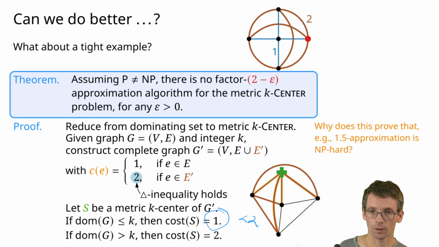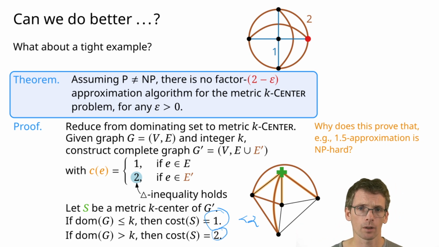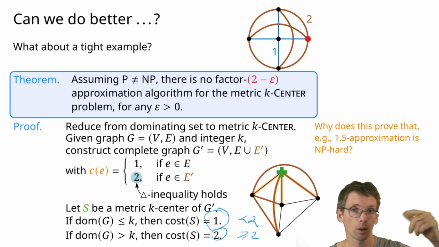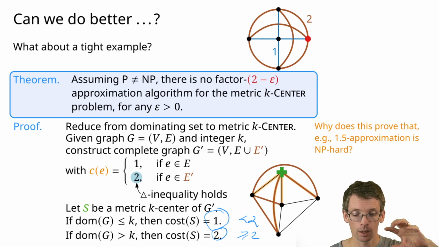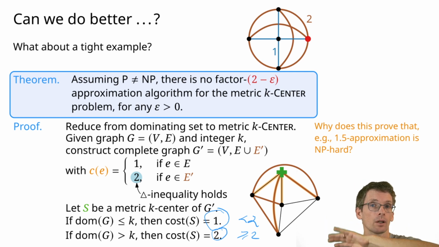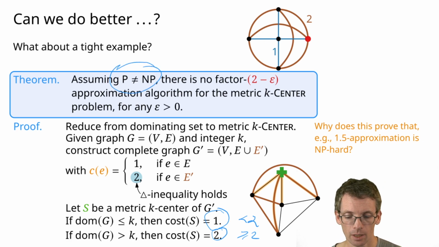But if there's no dominating set, then the optimum will have a cost of 2, and then my algorithm will also return a value of at least 2. Meaning, depending on whether my algorithm returns a value smaller than 2 or larger or equal to 2, I directly know whether there is a dominating set in the original graph, yes or no. That means I would be able to solve an NP-hard problem in polynomial time with my approximation algorithm, and that would only be possible if P actually equals NP.